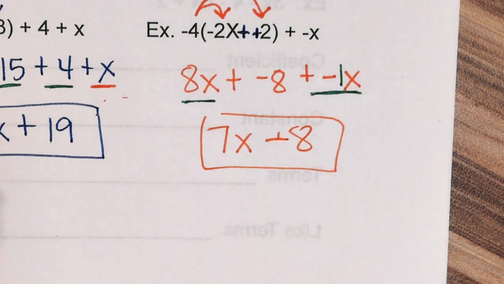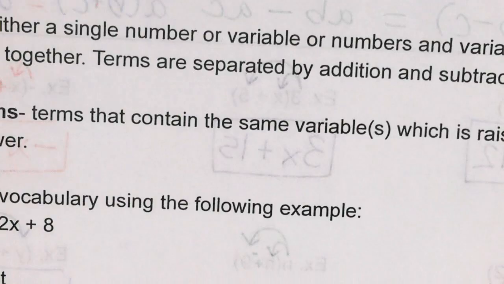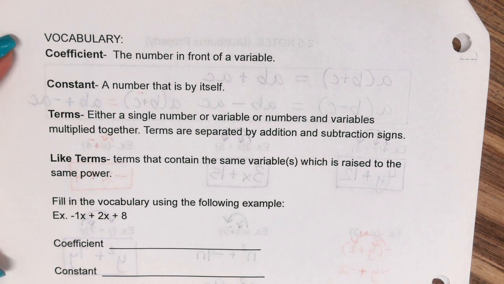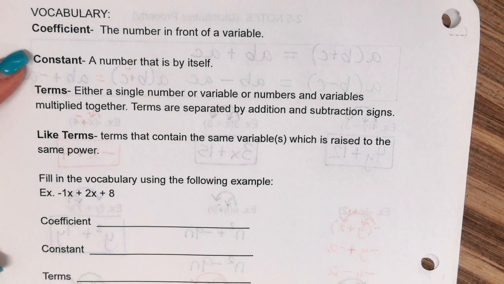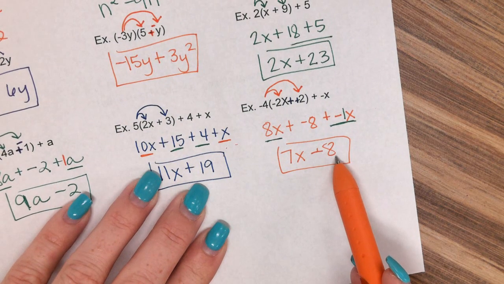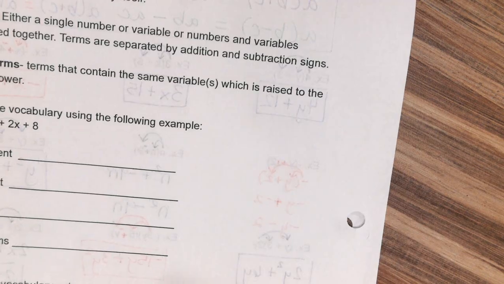So now we're going to talk about that vocabulary we just learned. So flip to the back. I'm going to go really quick on this. I already wrote it out for you. What did I say a coefficient is? The number in front of a variable. A constant is a number by itself. So right here, that's a constant. You'll see it, minus 8. What's this? A constant, okay?